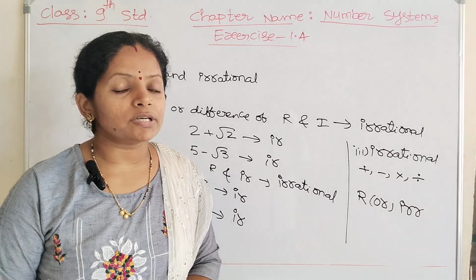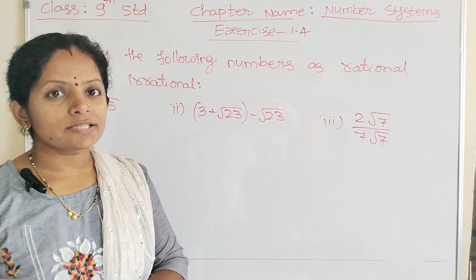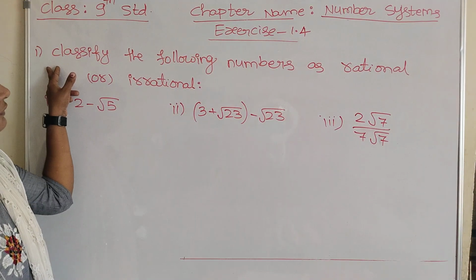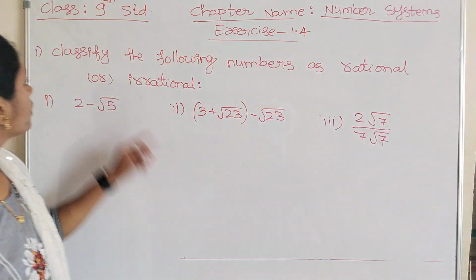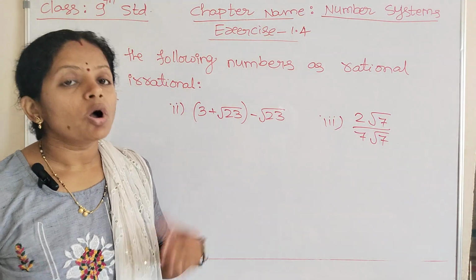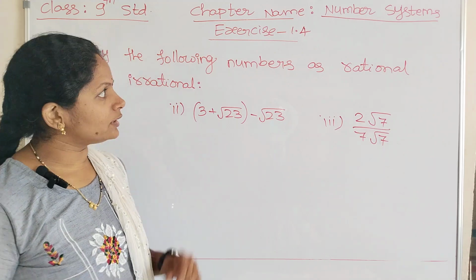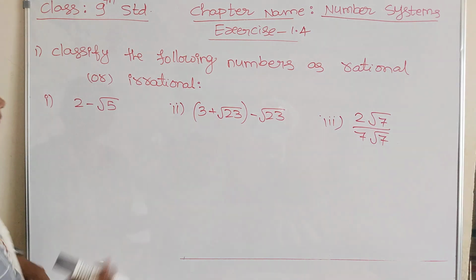Now let's move towards question number 1. Let us read the first question. Classify the following numbers as rational or irrational. After performing these operations, what will be the result? Is it rational or irrational? We have to determine it.